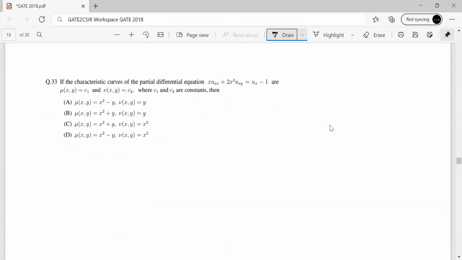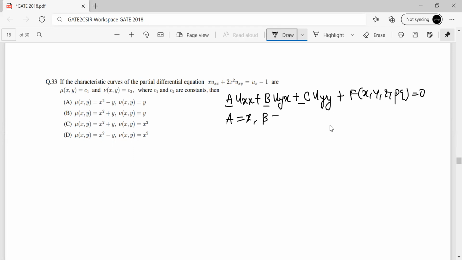Now let's solve this one. You have to find the characteristic curve. This is quite easy. You just have to compare it with the canonical form, A u_xx plus B u_xy plus C u_yy plus a function of x, y, z, p, q equals 0. I don't need the function, because all I'm concerned about are A, B, and C. Comparing with the standard equation, you get A equal to x, B equal to 2x squared, and there is no C, so C is 0.